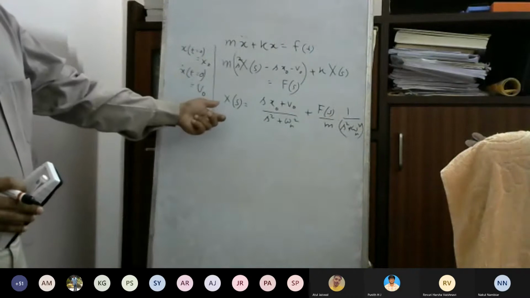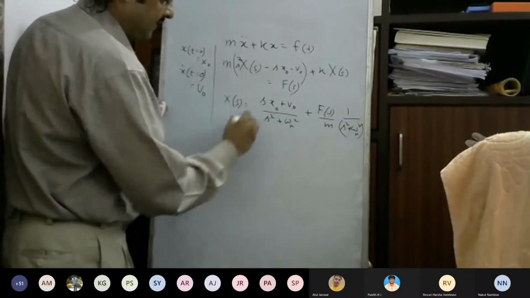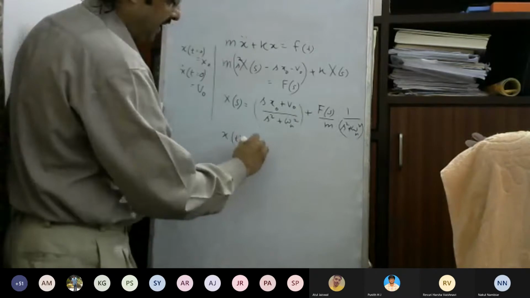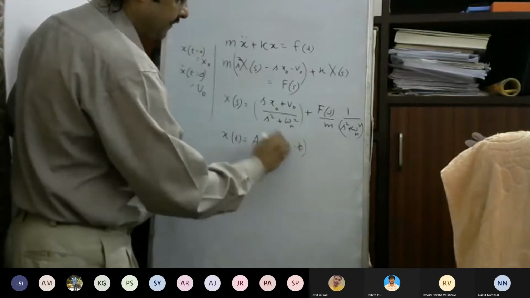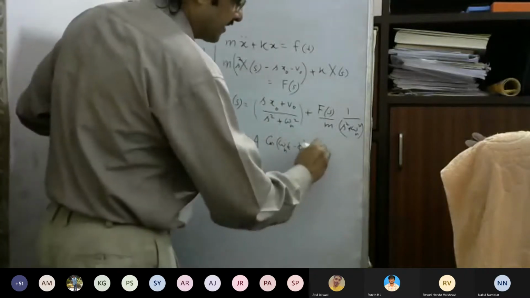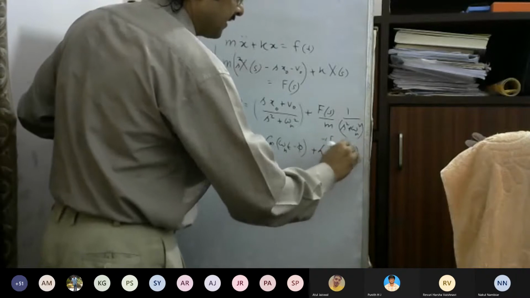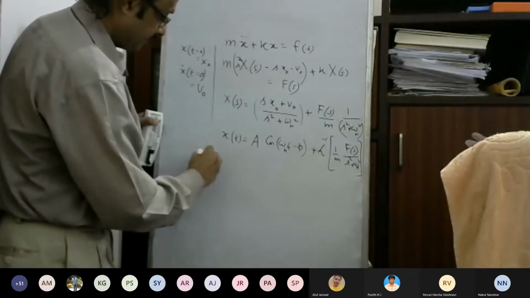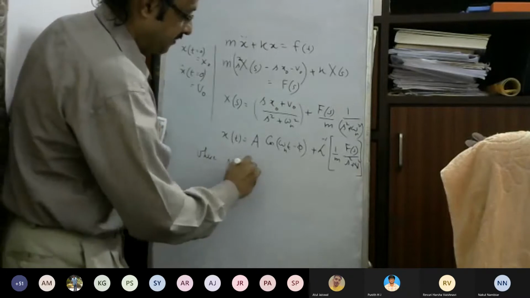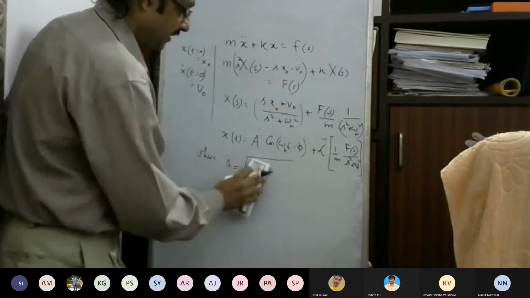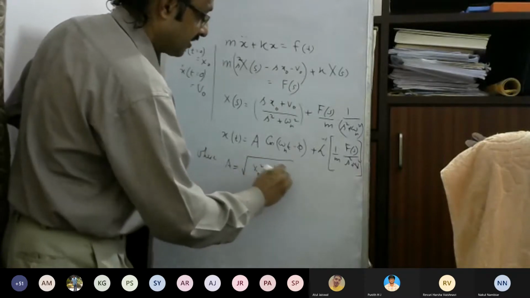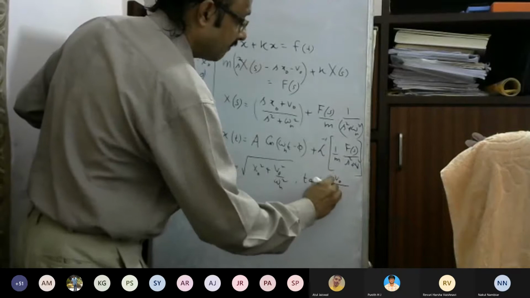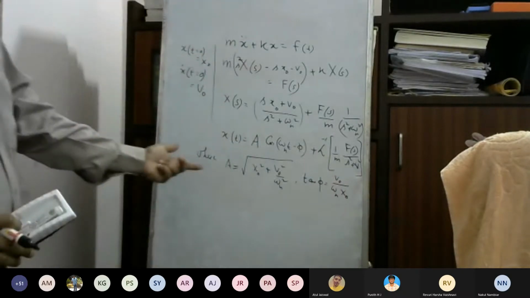So this is the Laplace transform of the response X(s). We have shown that the inverse Laplace transform of the first part will be equal to A cosine (omega n t minus phi), plus the inverse Laplace transform of this quantity, that is 1 by m F(s) divided by (s square plus omega n square), where A is the amplitude, that means the square root of x naught square plus (v naught by omega n) square, and tan phi will be equal to v naught by (omega n x naught). So this part we have found out.